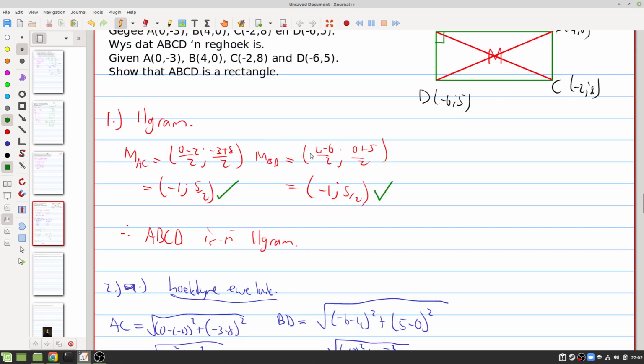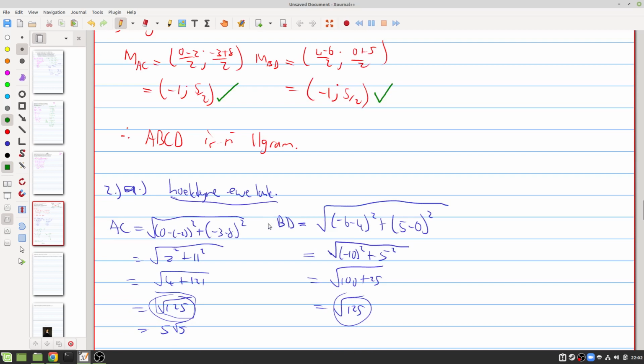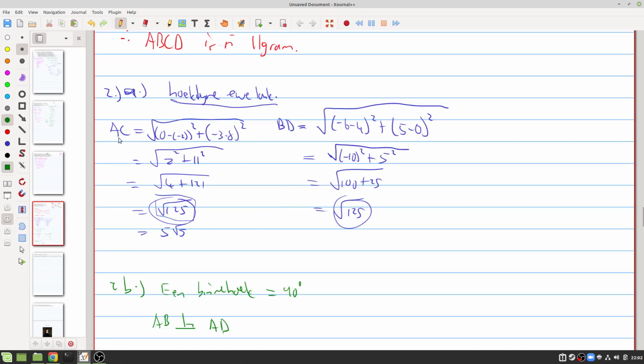Then after that, we've got two options. One option is we can show the diagonals are equal in length. So we just calculate the length of the diagonals, and we see that they work out to the same length.